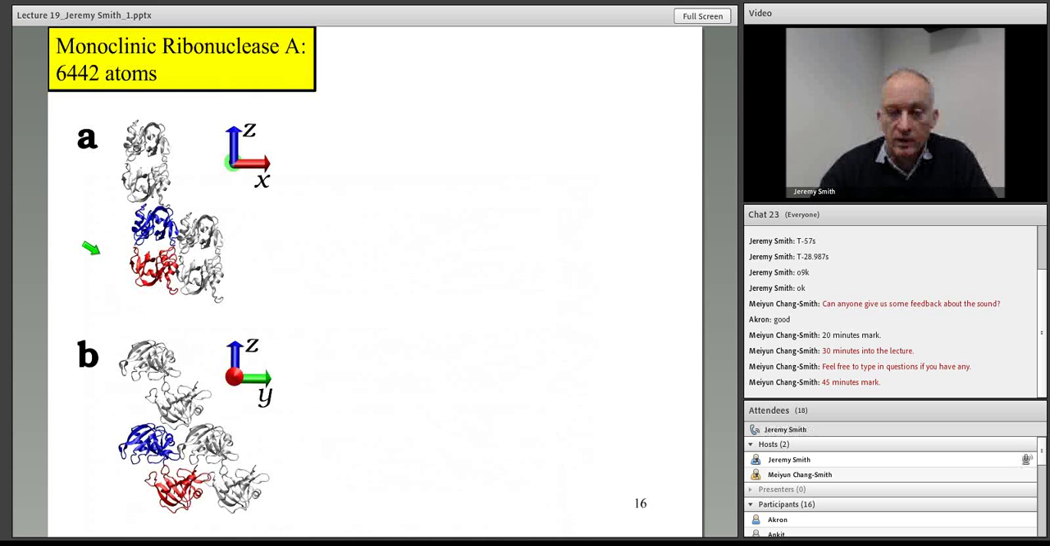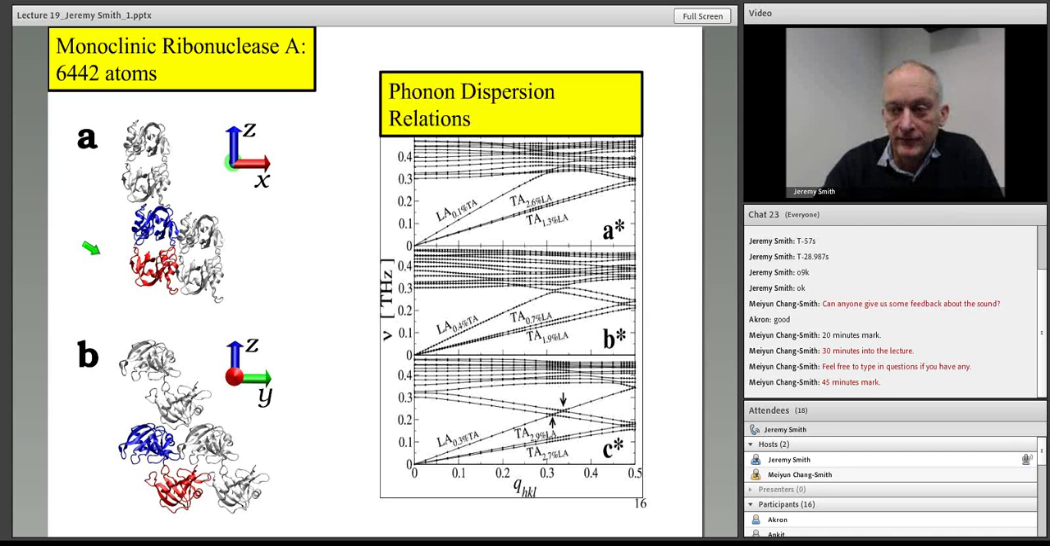Now, what about a protein? Well, here I issue a challenge to all experimental neutron scatterers. Do this if you can. Nobody's done it yet because we've calculated it. We've calculated the phonon dispersion relations for a protein crystal. You need a big computer to do it, but we have big computers here. So we calculated it. And there they are.